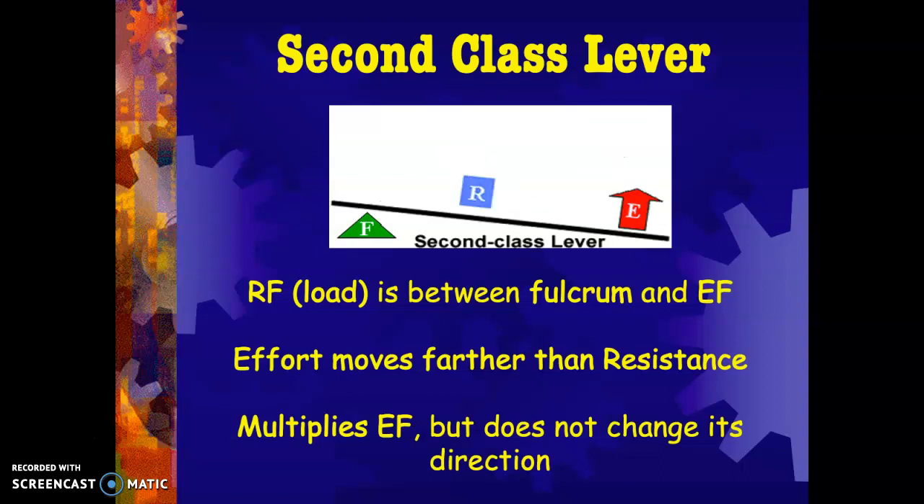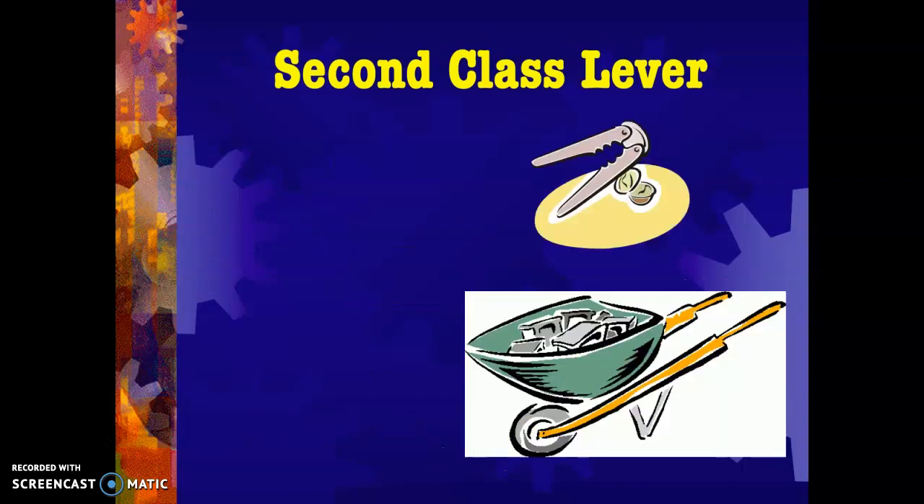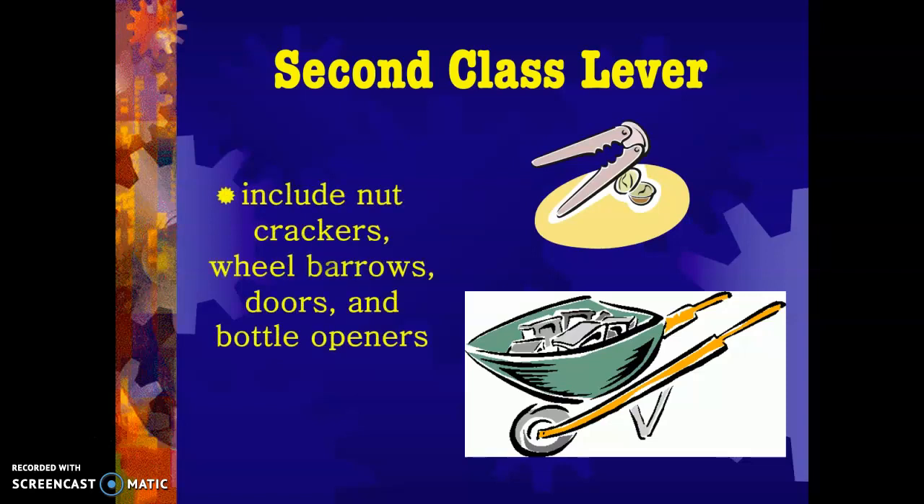Again, to calculate the mechanical advantage, whether you're doing a first, second, or third, you simply take the length of the effort arm and divide by the length of the resistance arm. The longer your effort arm, the better off you are. Second class levers: nutcrackers, as you can see pictured there, wheelbarrows, doors actually are second class levers. Bottle openers work as second class levers. Okay, you have your fulcrum on one end, you apply effort on the other end, the resistance is in between.